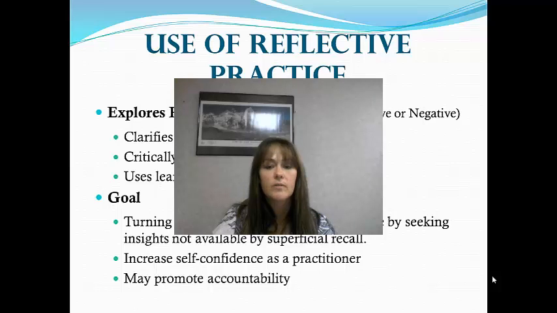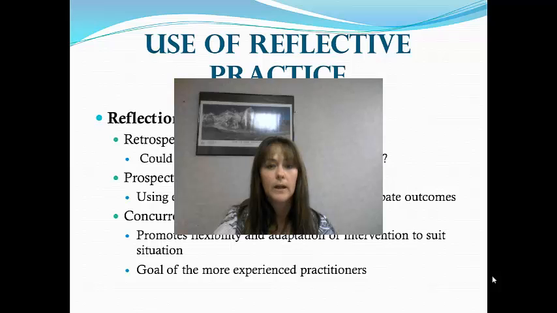Use of reflective practice explores practitioners' experiences, positive or negative, clarifies meaning, critically analyzes and synthesizes, uses learning to improve practice. Goals are turning experience into personal knowledge by seeking insight not available by superficial recall, increase self-confidence as a practitioner, and may promote accountability.